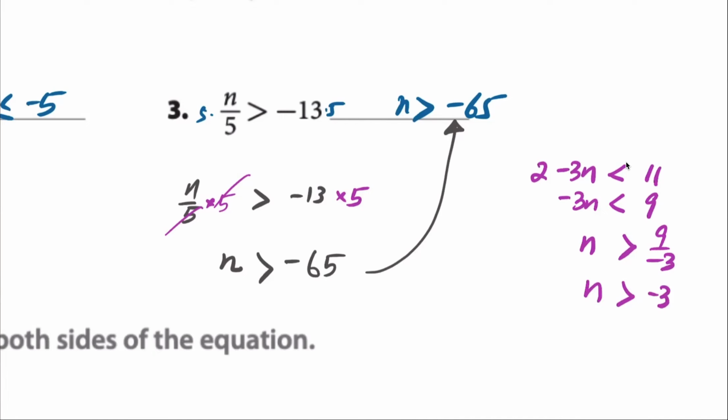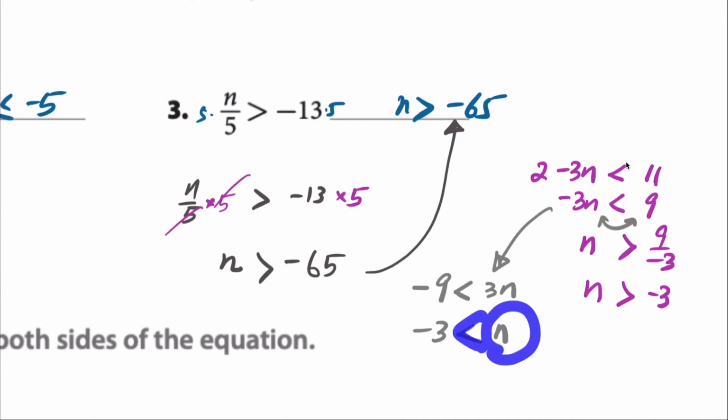Question is why? Generally, when I teach, I actually want you guys not to have negative values. In order for you to accomplish that, you might want to swap these two. When you do that, negative 9 is less than 3n. Now divide by 3, and you end up with negative 3 is less than n. If you read it properly, it says n is greater than negative 3.